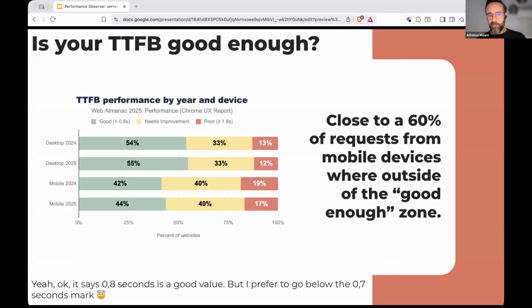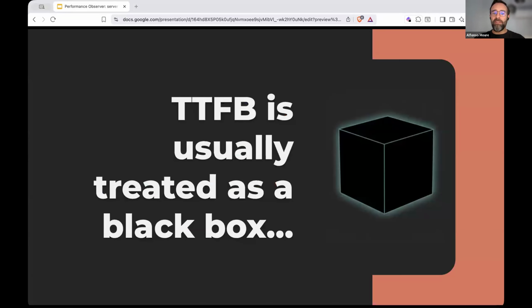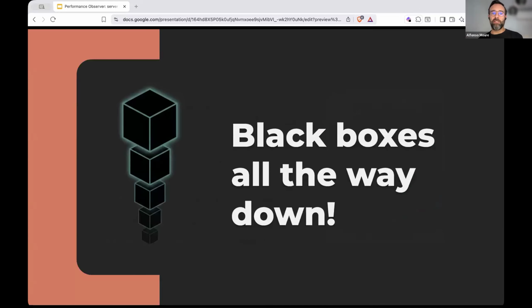But first, real numbers. Yes, TTFB on the web is improving overall, slightly, moderately, and still almost 60% of mobile requests are outside the good enough zone. That's the world our users are in every day. But everything, like I said before, is inside a black box. And most teams treat TTFB as just that, a black box. Drop a cache in front of the black box, hope for the best, and move on. That's how most of these types of problems are treated.